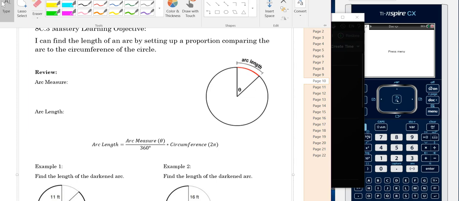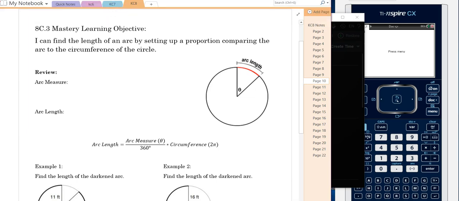In this video we're going to cover activity 8C.3. Our mastery learning objective is: I can find the length of an arc by setting up a proportion comparing the arc to the circumference of the circle. The first couple things we need to identify are a couple vocab words. One of them is arc measure. Our arc measure is the angle measure of the arc, and this uses degrees as a unit.